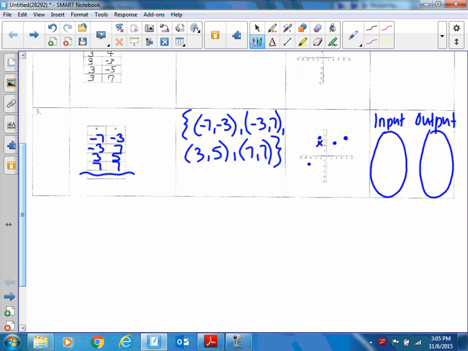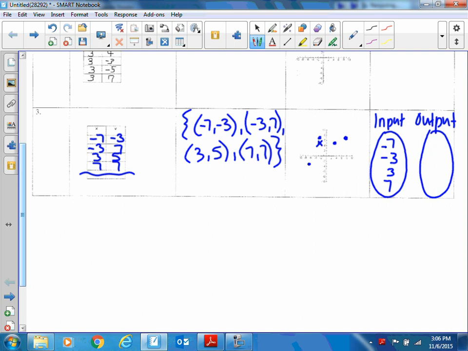That's the most common one that you see when we're doing the mapping. So what I'm going to do is I'm first going to list my x's. I have -7, -3, 3, and 7. And then I'm going to look at my outputs. My outputs are going to be my y, right? So I have -3, 7, 5, and 7.